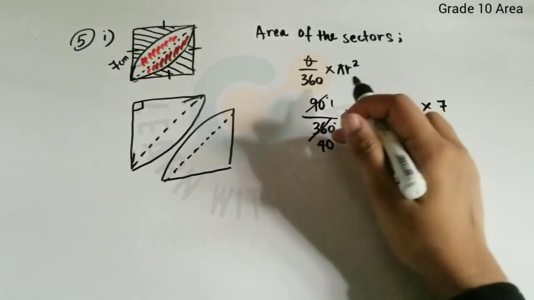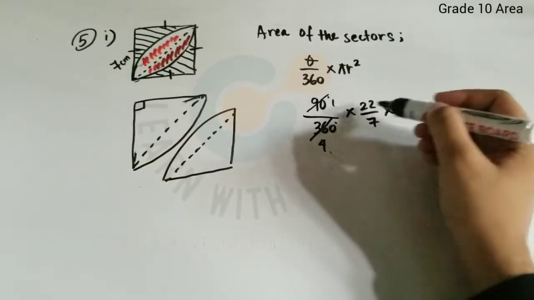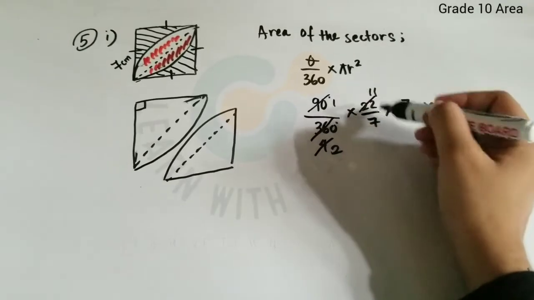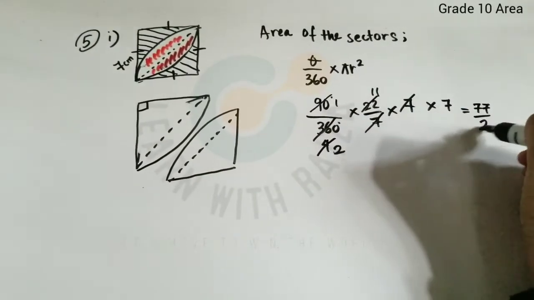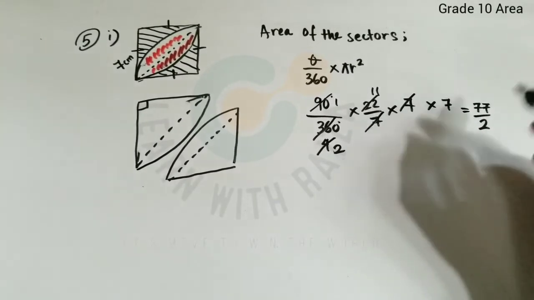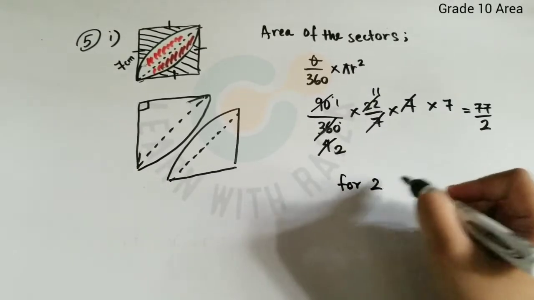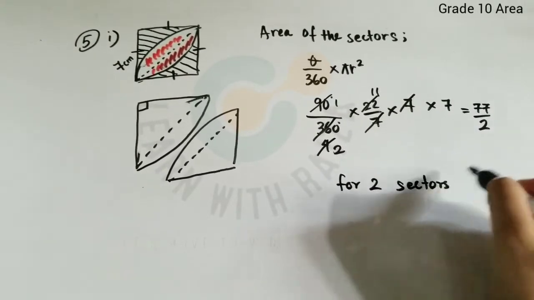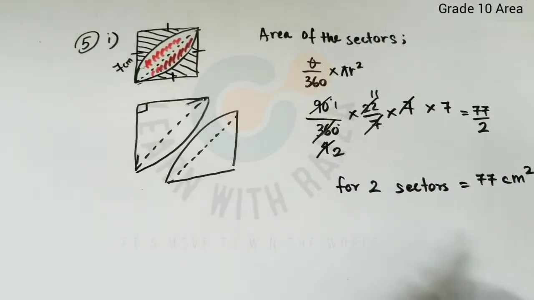No, not 40. 0 and 0 cancel. 9 times 1, 9 times 4. Then here 2 times 2, 2 times 11. 7 and 7 cancel. You are getting 77 upon 2 for one sector's area. So, this is for one sector. For two sectors, area is equal to 77 square centimeter, because 2 gets cancelled if you multiply by 2.